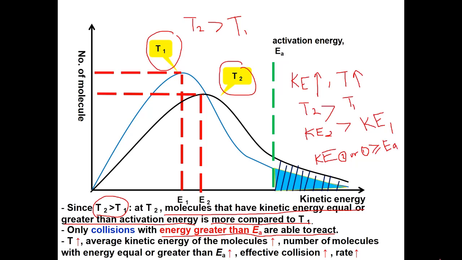So as a conclusion, when the T is increased, the average kinetic energy of the molecules also increases. The number of molecules with energy equal to or greater than EA is increased, then the effective collisions increase and the rate will increase. And the last one is the rate increases.